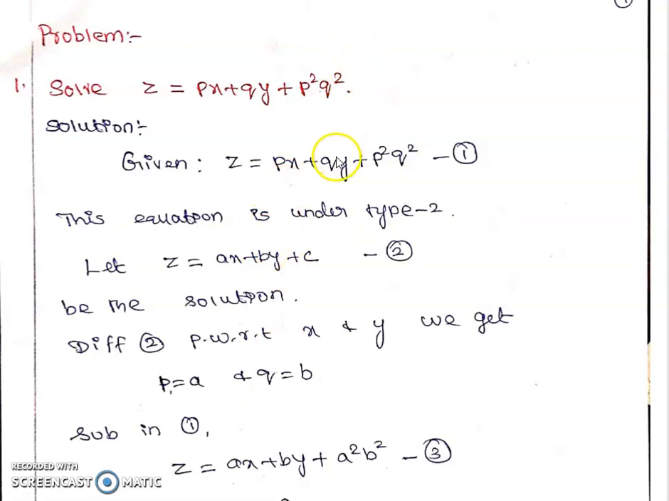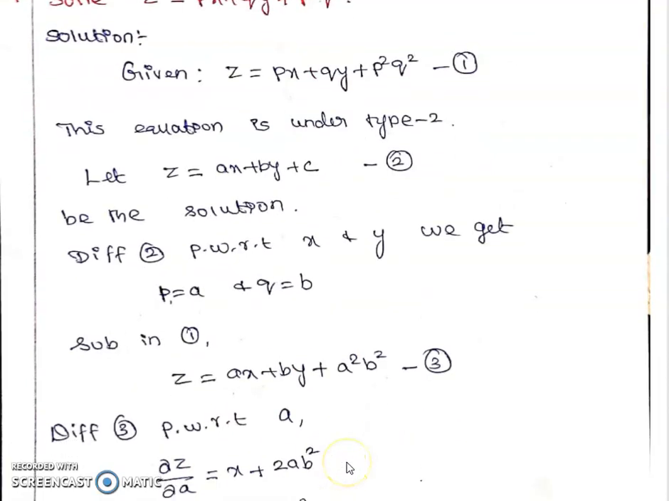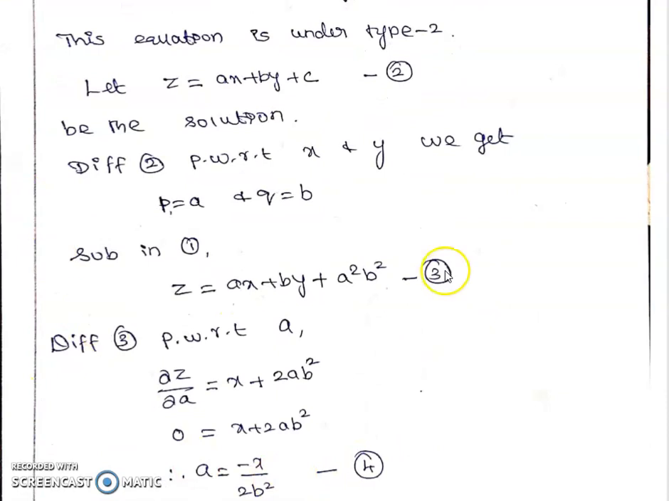So it can be written as z is equal to ax plus by plus a square b square. Now we have to differentiate this equation 3 partially with respect to a. On the left side we can write dou z by dou a equal to, here the differentiation of ax is x, plus, here no a term is there, therefore the second term is 0.